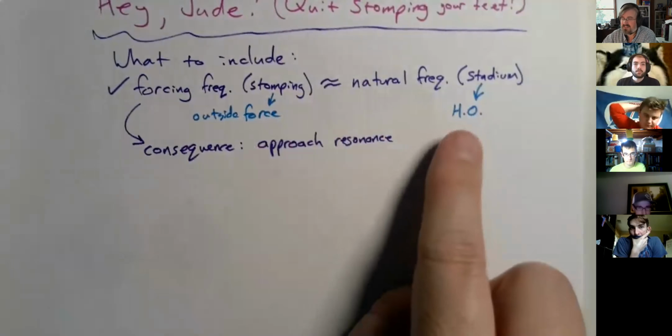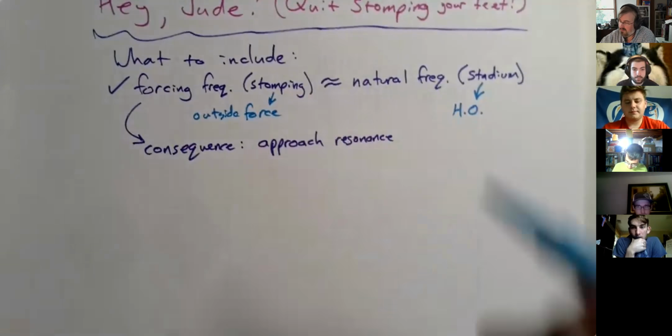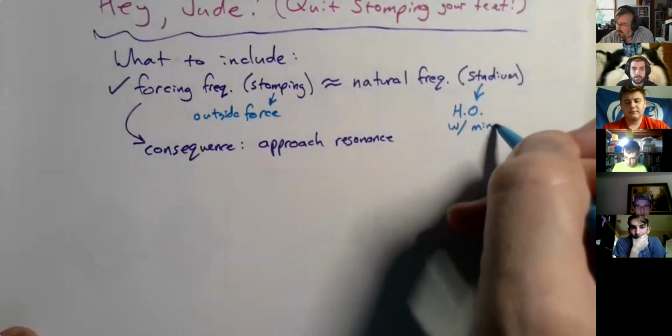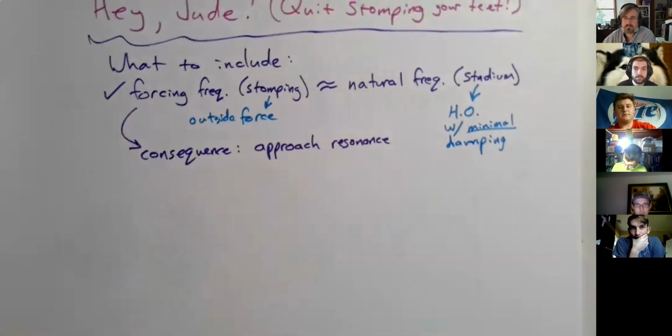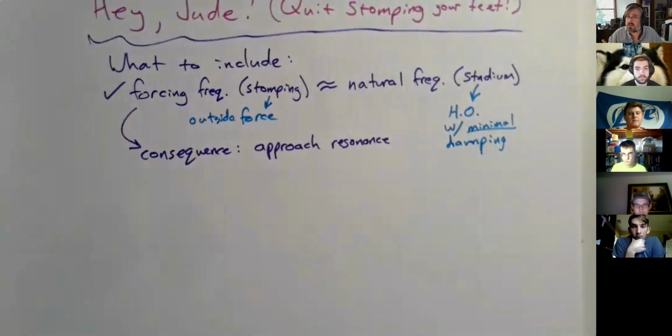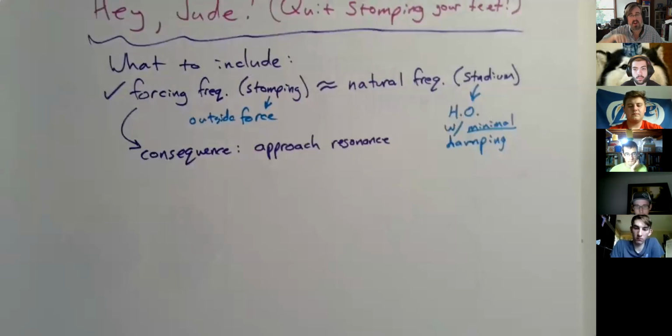So the key here is it's not just a harmonic oscillator, but it's a harmonic oscillator with minimal damping. That's another feature of your answer, that if you don't have that in there, then you're neglecting an important part of the definition of when can something be in resonance or approach resonance. An oscillator can only approach resonance if its damping is sufficiently small at the same time as the outside force has a frequency that is really close to the natural frequency of the oscillator itself, right?